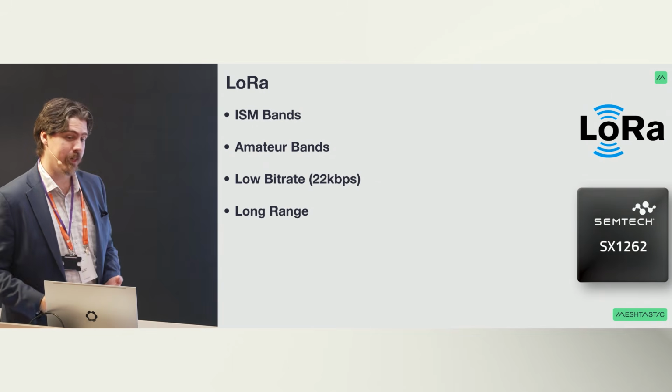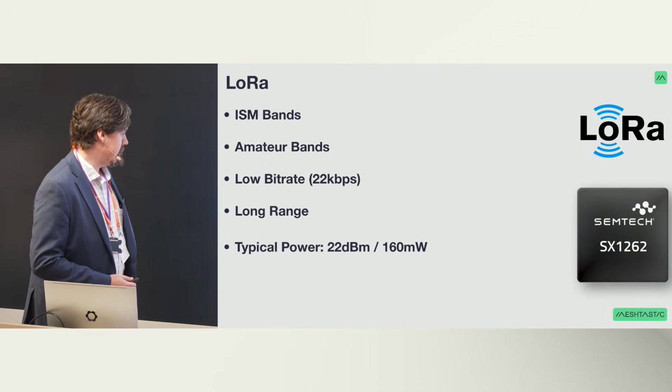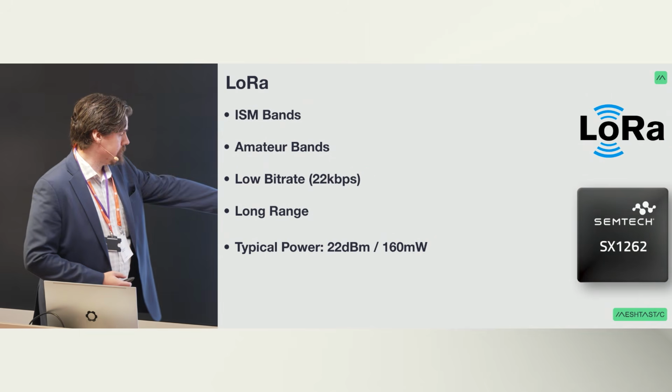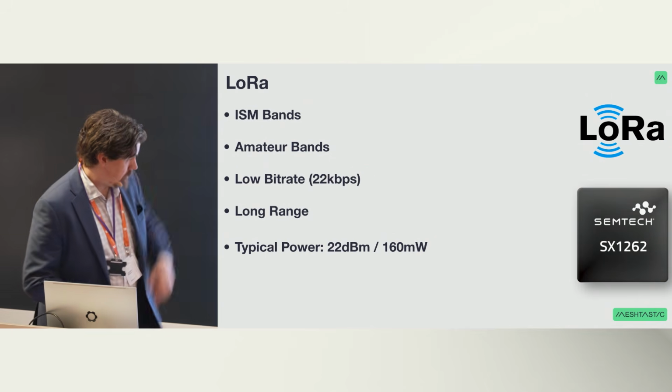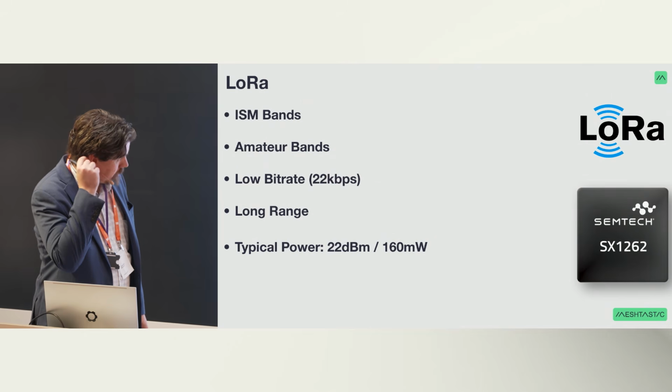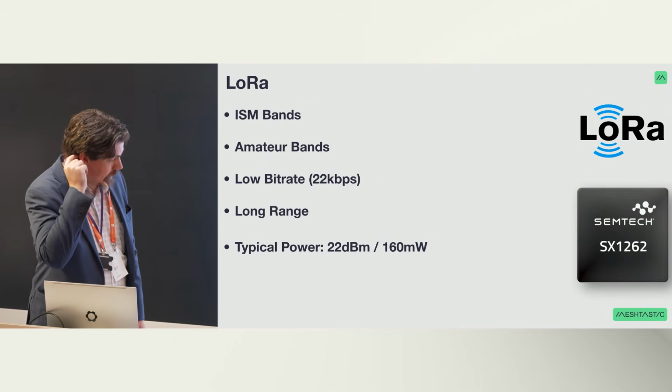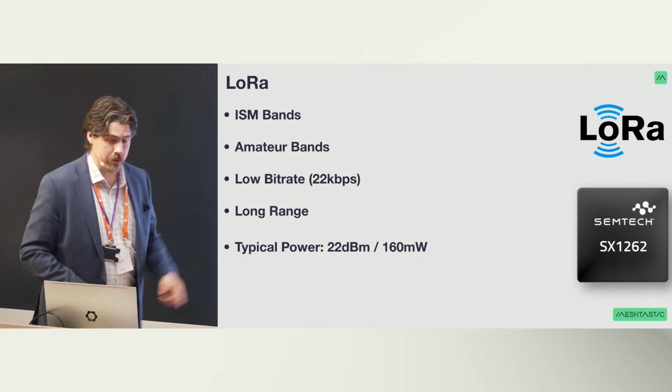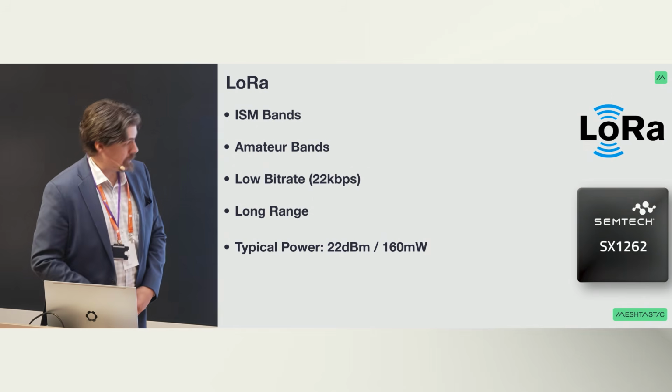In fact, that's what LoRa stands for, long range. And it's low power, even on the radio side. Our typical radio, the 1262, runs at generally 160 milliwatts. You can run it without a ham license. You can run it all the way up to a watt. And that is plenty of power.